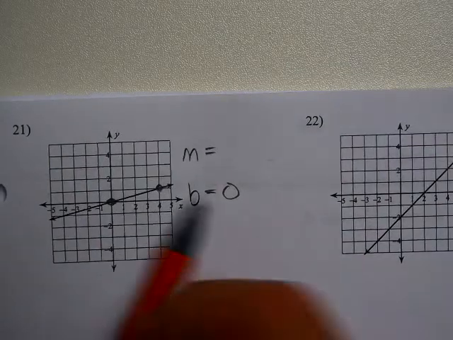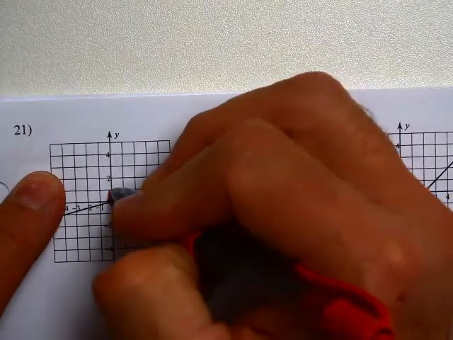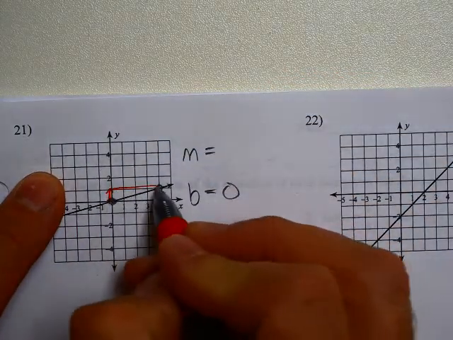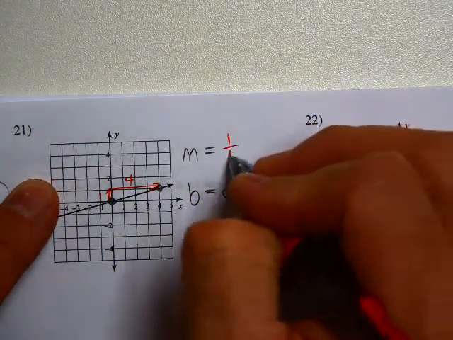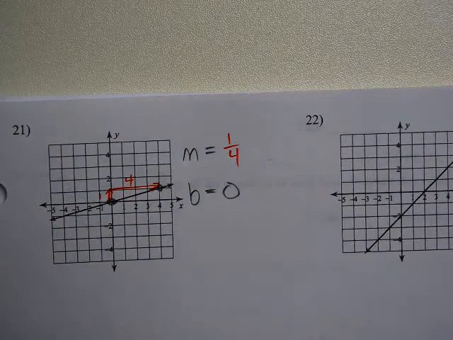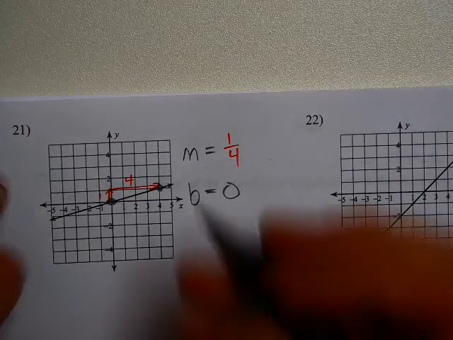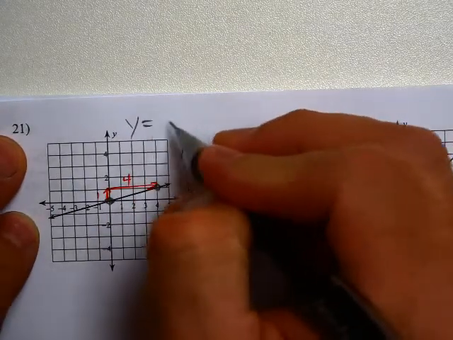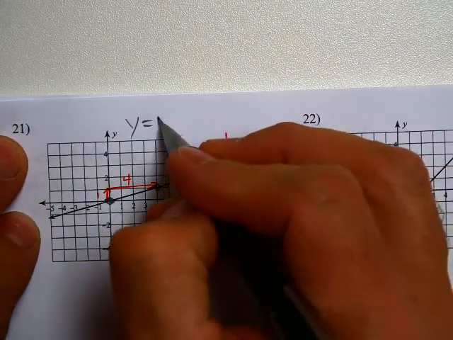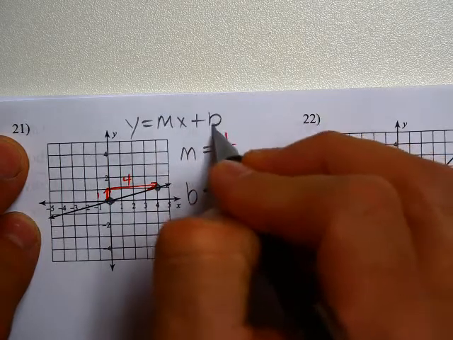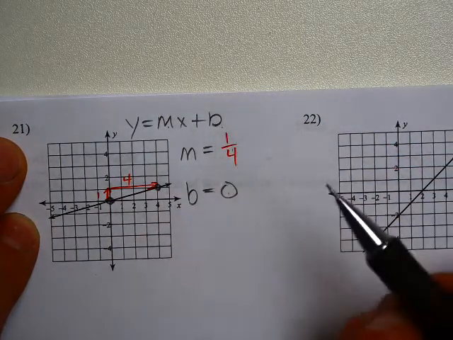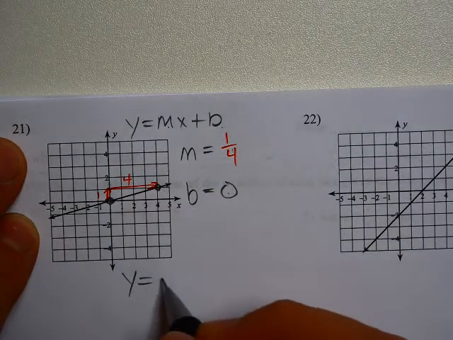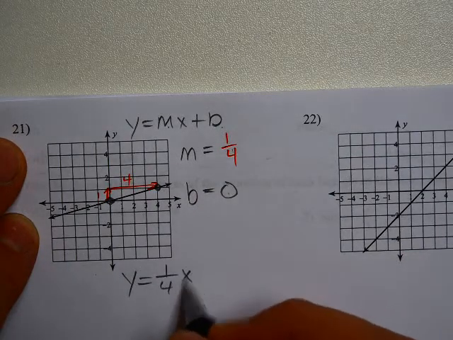That's right. It is. We're going up 1 and over 4. So m is 1/4. Now, to write the equation of the line, it's the easiest thing you can do. Well, almost the easiest thing you can do. 2 plus 2 is pretty easy too. So all we have to do is put these values in where the m and the b are, and we're done. So y equals 1/4 x.